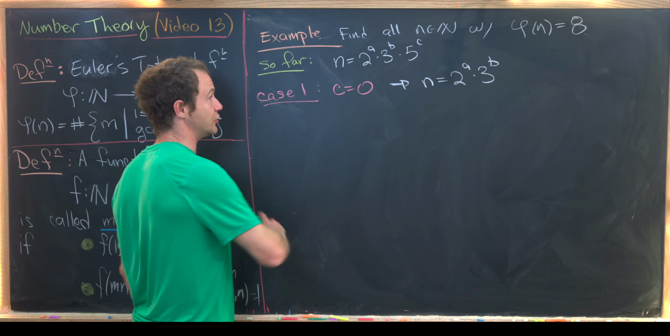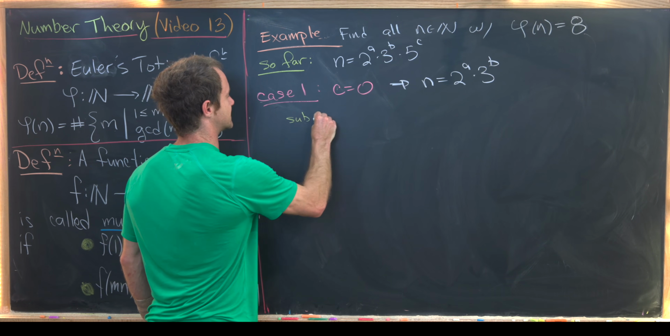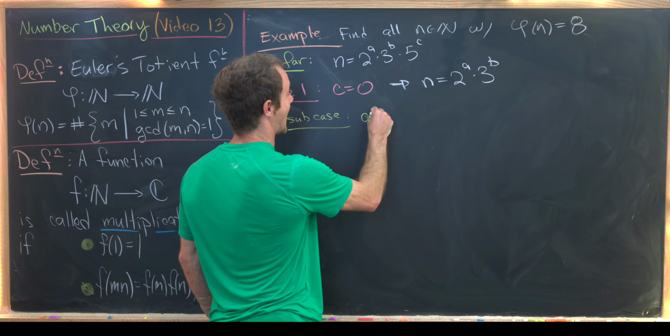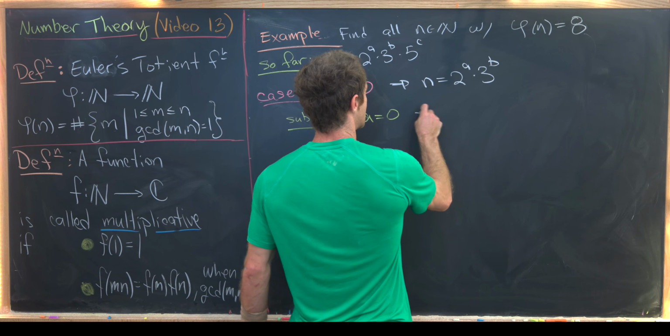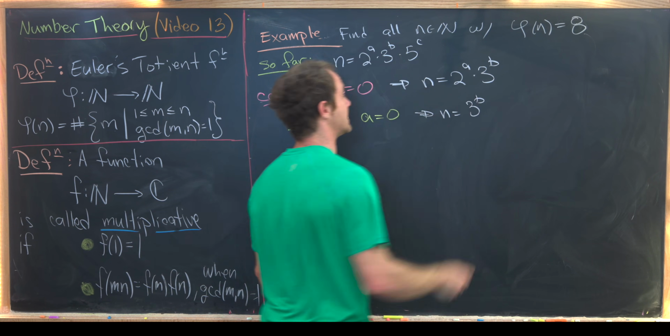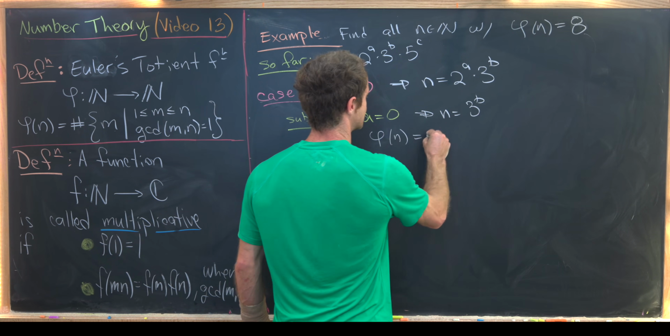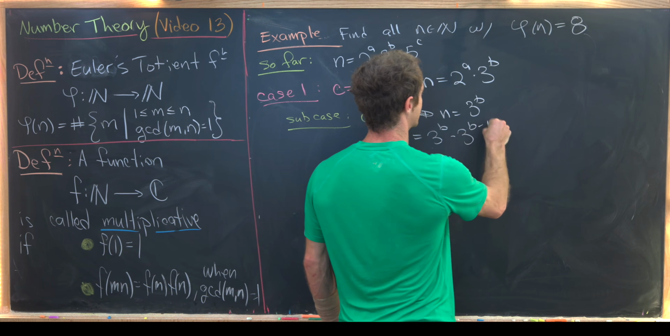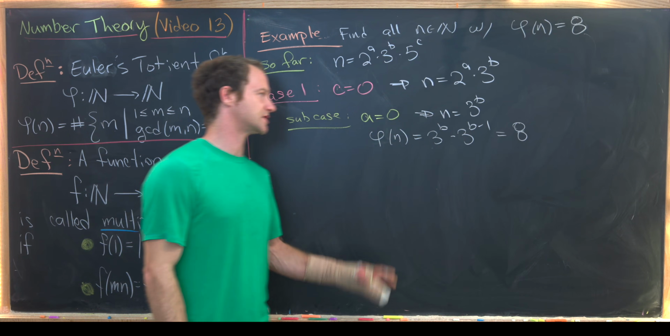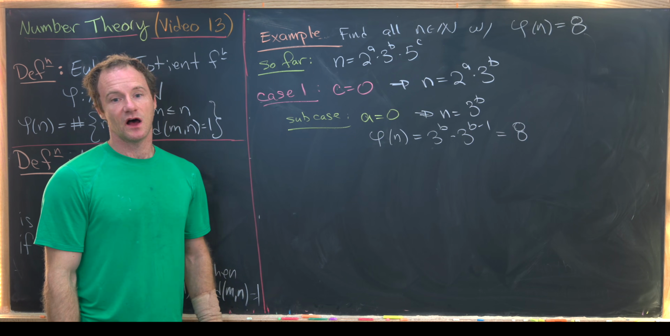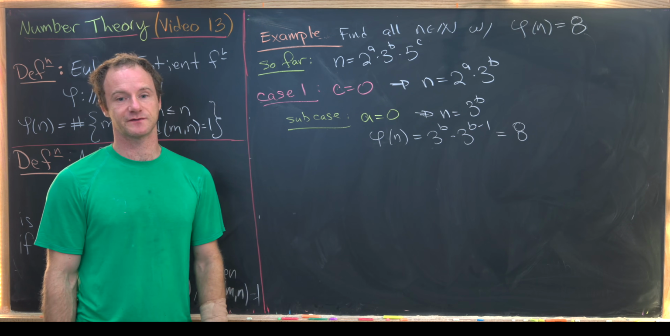Now, like I said, we're going to do casework, including subcases. So let's do our first subcase, which will be a equals 0. So notice if a is equal to 0, then that tells us that n is equal to 3^b, which tells us that phi of n is equal to 3^b minus 3^(b-1). And we want that to be equal to 8. So 8 must be a difference of 2 powers of 3, and those are consecutive powers of 3.